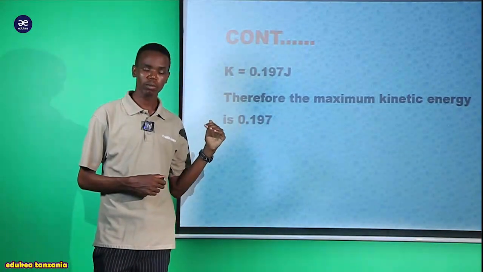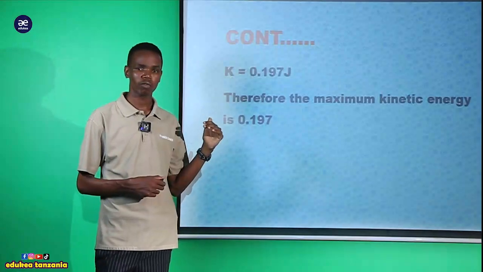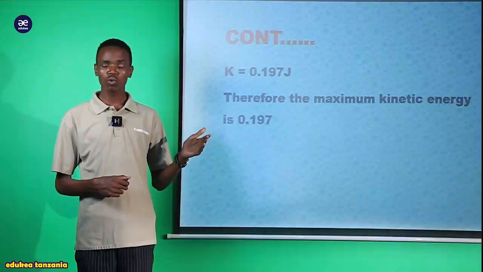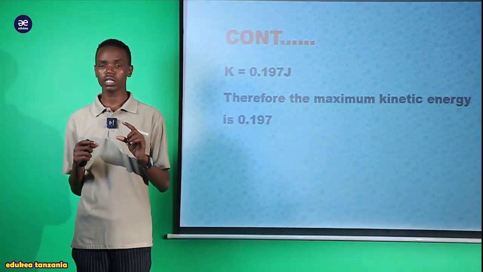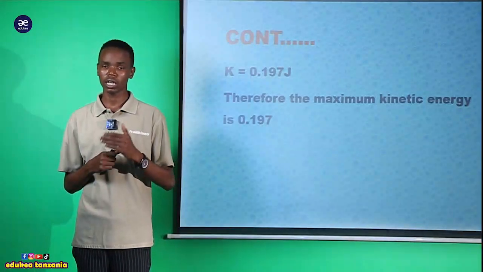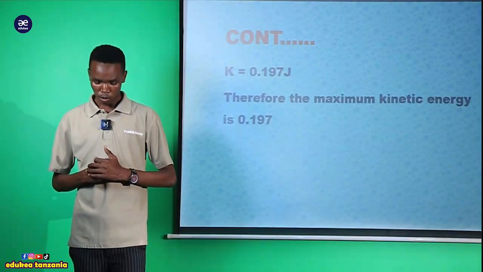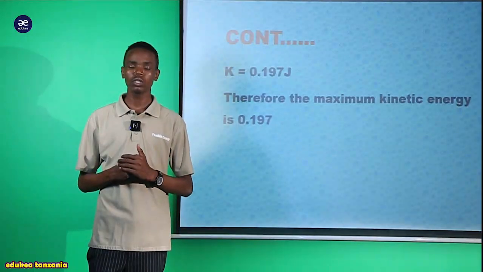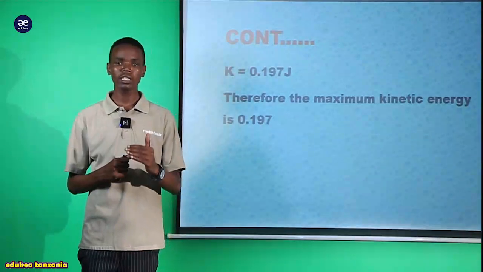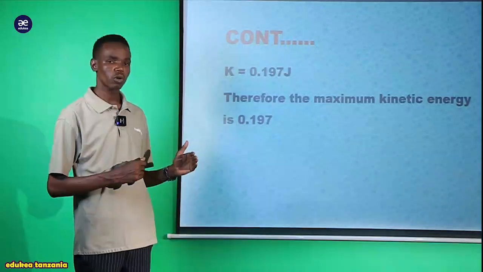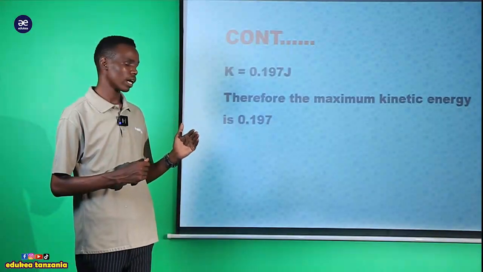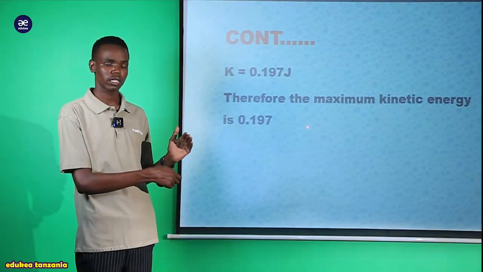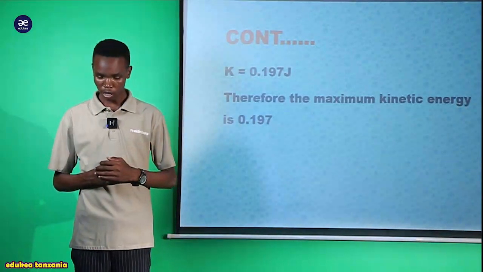We see that our answer is 0.197 joule. You have to write the SI unit, because in physics every answer you get must have its unit. After getting the answer, we conclude by saying that therefore the maximum kinetic energy is equal to 0.197 joule. Here I forgot to write the SI unit of the kinetic energy, so I will add it here: joule.